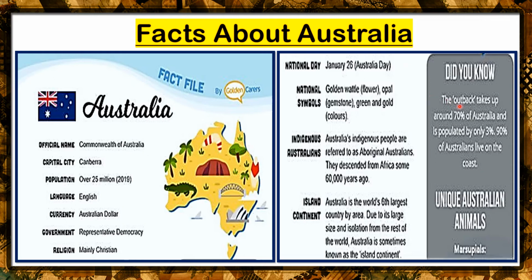Did you know that the outback takes up around 70% of Australia and is populated by only 3%? 90% of Australians live on the coast. Unique Australian animals, marsupials.